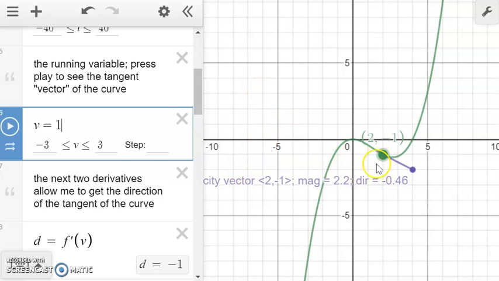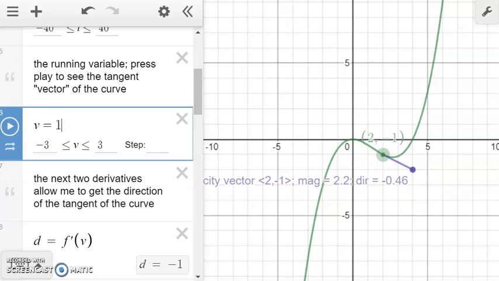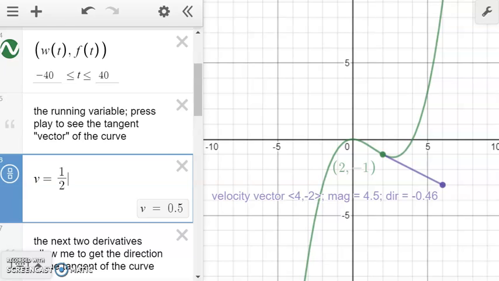We're at the point 2, -1 with a magnitude of 2.2 and a direction of -0.46 radians. Okay? Notice that we double the magnitude, but we have the exact same direction on the faster one. Okay, so this is the fast one, and this is the slow one. Same direction, twice as big of a magnitude. And that 4.5 is 2 times the square root of 5 that we just calculated.